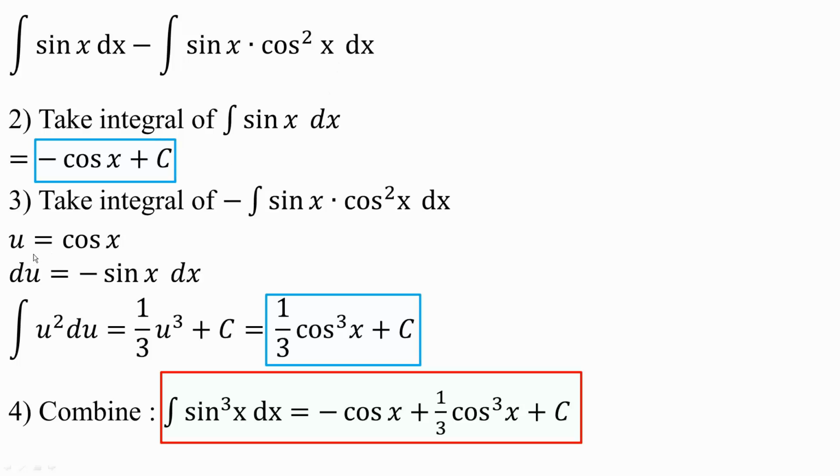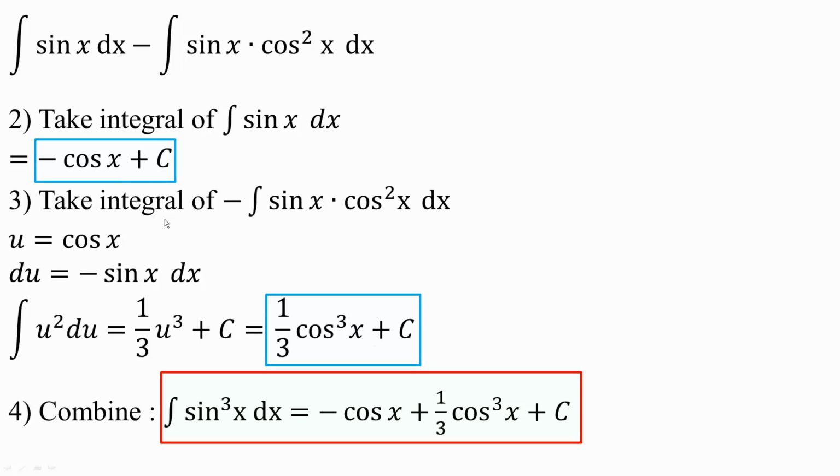If I say that u is equal to cosine x, then our du becomes negative sine x dx. And this negative sine x dx would cancel this negative here, cancel the sine x, and this becomes du. And so I would get the integral u squared du, and getting the integral of this term is pretty simple. It's going to be 1/3 u cubed plus c. Lastly, replace u with what we said u was. u is equal to cosine x, and so I would get 1/3 cosine cubed x plus c.